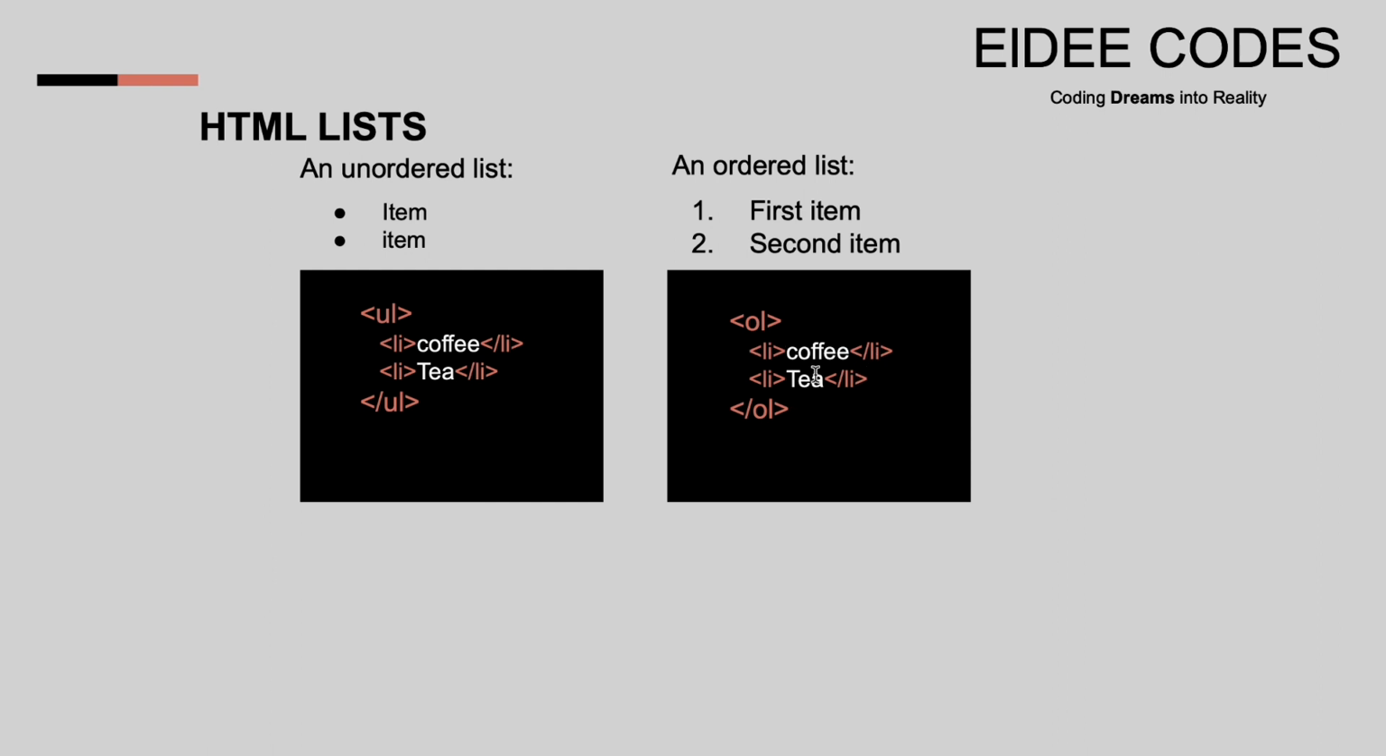The way these items are going to display in your browser is: the first item is the coffee here, the second item is going to be tea. So they are going to be ordered, like this comes first, after this. That's how an ordered list is.